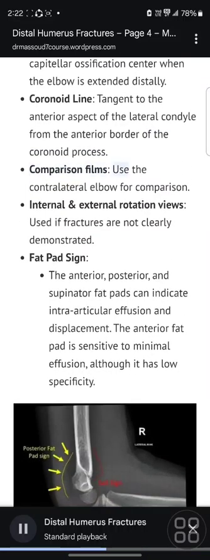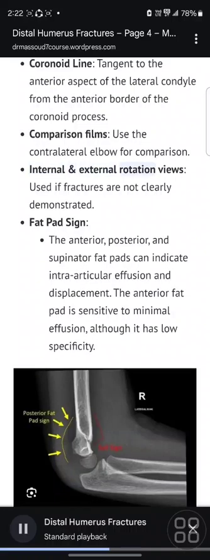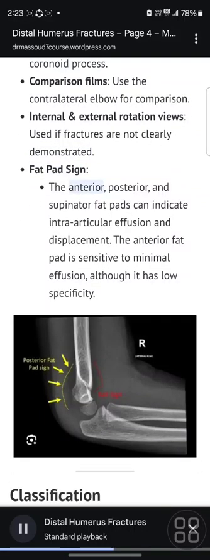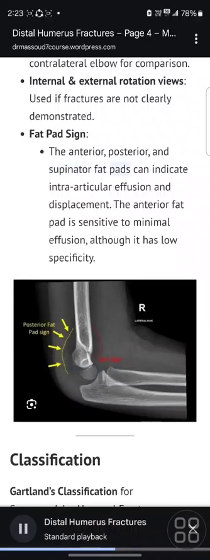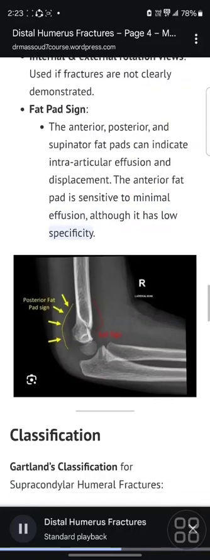Comparison films use the contralateral elbow for comparison. Internal and external rotation views used if fractures are not clearly demonstrated. Fat pad sign. The anterior, posterior, and supinator fat pads can indicate intra-articular effusion and displacement. The anterior fat pad is sensitive to minimal effusion, although it has low specificity.